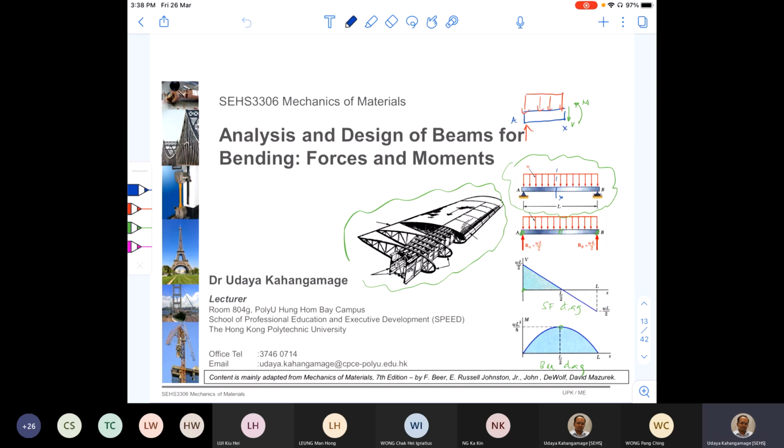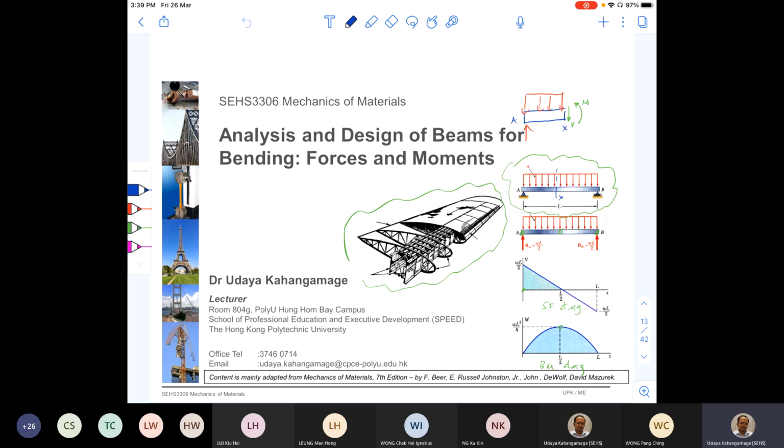So from a design point of view, designing the beam, what we need to know is the maximum shear force and the maximum bending moment. So therefore, we need to know where those values are on the beam, right? Maximum shear force, where it is, and maximum bending moment, where it is, and the size of it. That is the reason we are learning about shear force distribution and bending moment distribution.